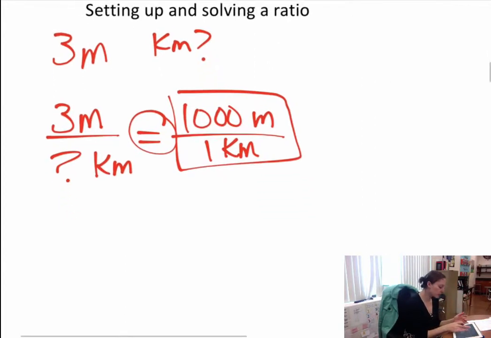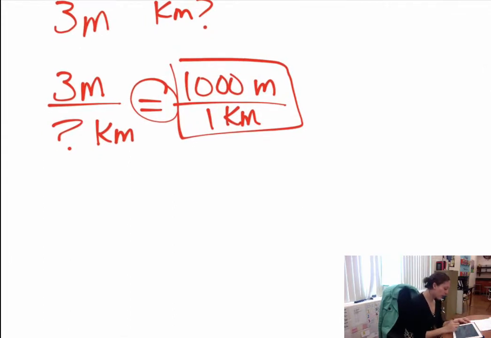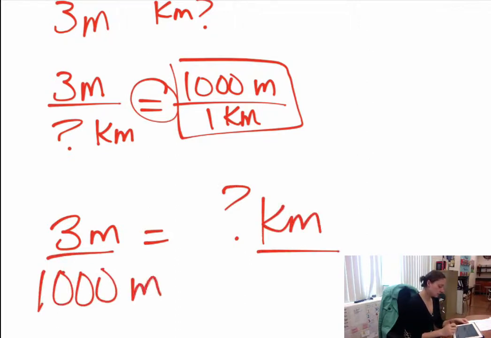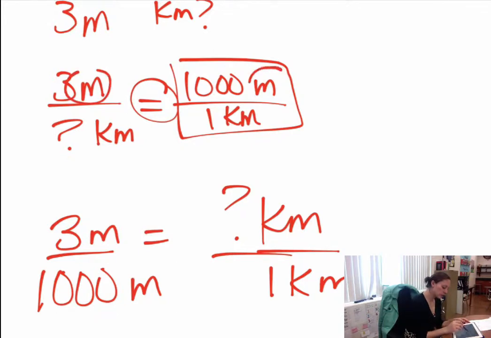You can also set up your ratio a little bit differently. I could say, well, if I have 3 meters, how many kilometers is that? And I know that there are 1,000 meters in 1 kilometer. Same thing. Notice how I have either the same unit across from one another or the same unit on the same side. How do you solve these then?